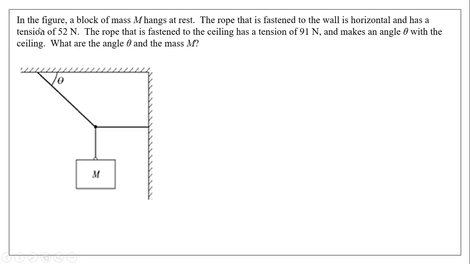Alright, so in this particular video, we have, it says in the figure, a block of mass M hangs at rest. The rope fastened to the wall is horizontal and has a tension of 52 newtons. The rope that is fastened to the ceiling has a tension of 91 newtons and makes an angle of theta with the ceiling. And then it wants us to find the angle and the mass M. So here theta is touching the ceiling, and then M is the hanging mass.